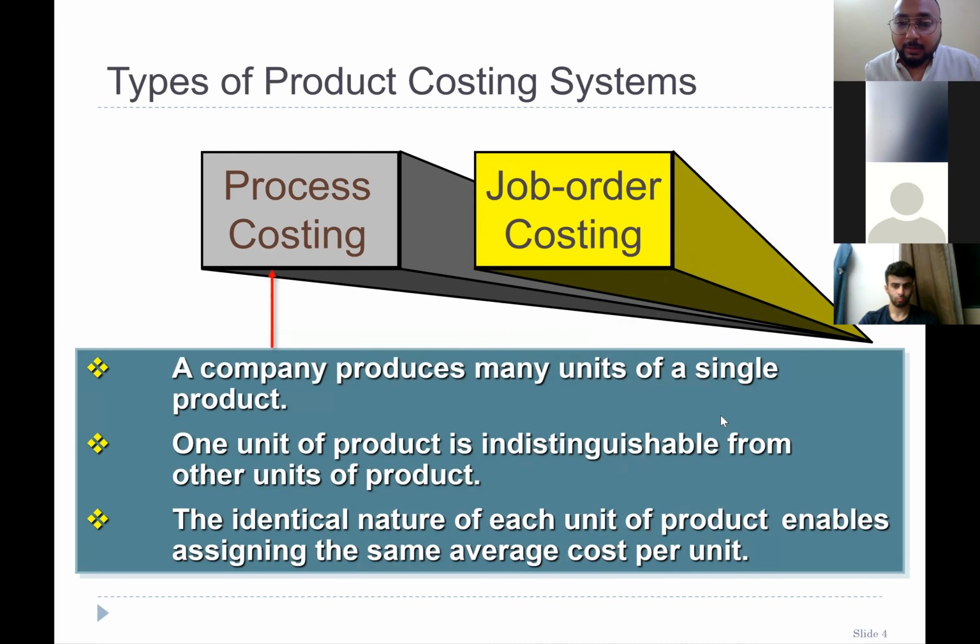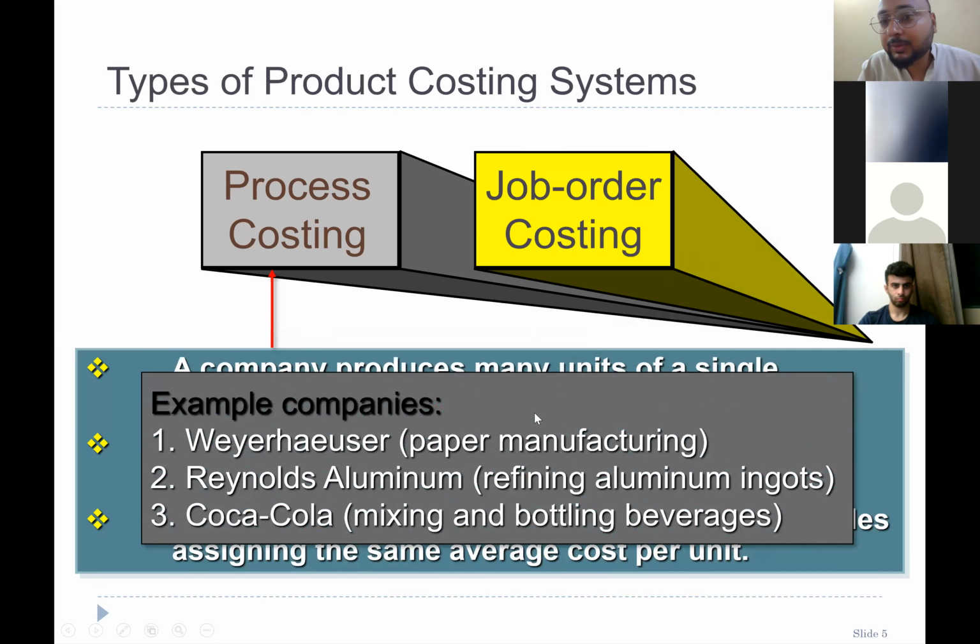Now, different flavors arrive when we use job order costing. The examples of process costing are, for example, a paper manufacturing company, Renault Aluminium, in which they are refining aluminium, and then we have Coca-Cola, especially mixing and bottling beverages. That unit is producing the same bottle, so they are applying process costing over there.